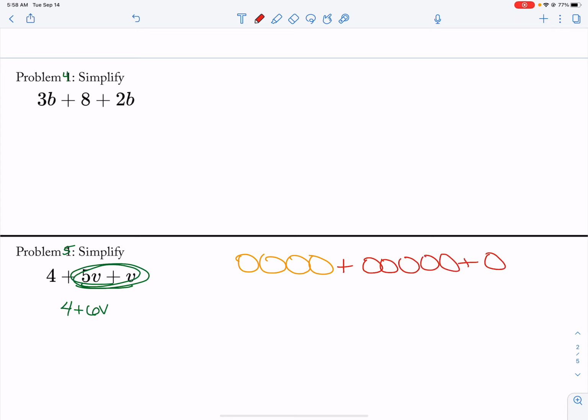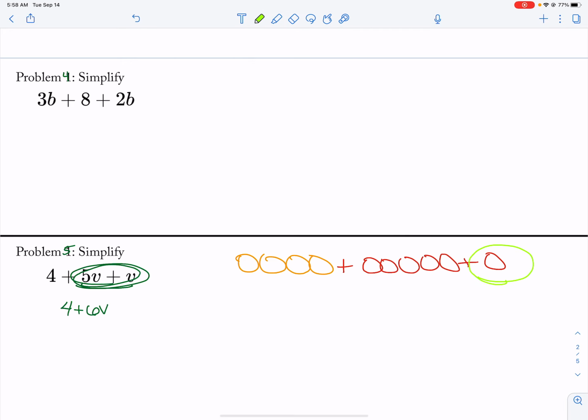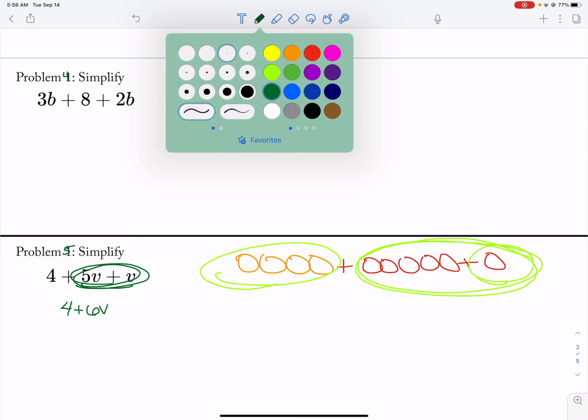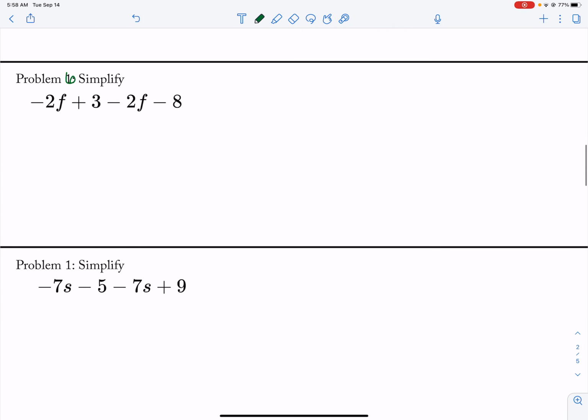And I had another apple that I'm adding together. I don't take this apple here and add it to the oranges. That would be dumb. I take my apples together and I add them together. So that's the idea behind like terms. This should have been 6. This should have been 7.